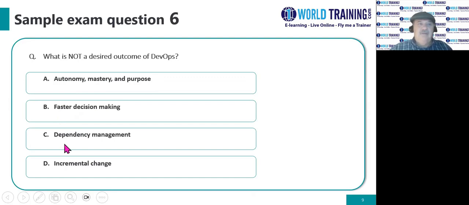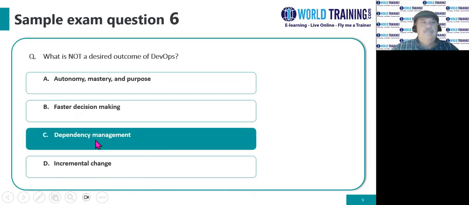Yes, certainly. Dependency management. Okay, so here's one. With DevOps, you want to favor breaking dependencies so that you can deal with things in a more autonomous manner than managing dependencies. So C, I think, is a good answer. D, incremental change is certainly something you do want for DevOps. So the best answer is C.